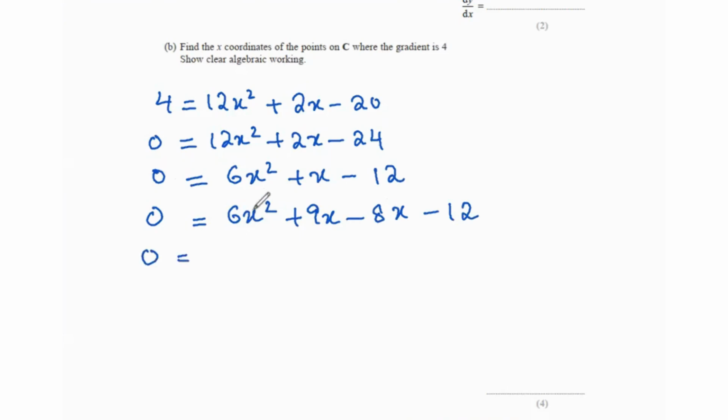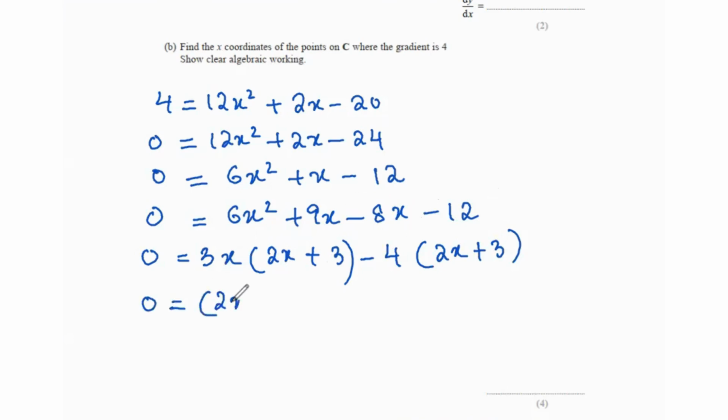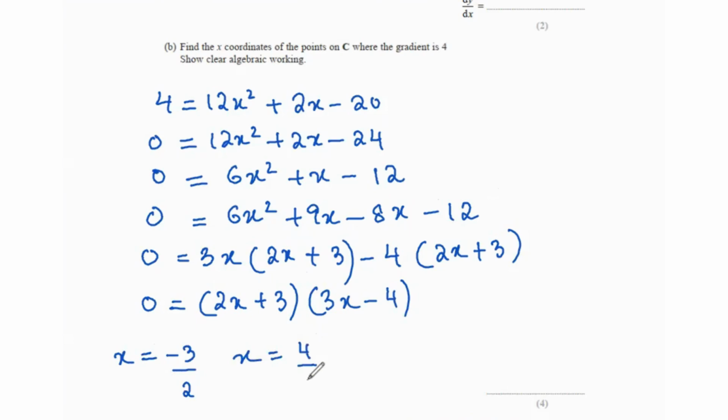Factor by grouping. Between 6x squared and 9x, we have 3x common. So 2x plus 3 comes in the bracket. And between 8x and 12, we have negative 4 common. Again, 2x plus 3 comes in the bracket. Between 3x and negative 4, we have 2x plus 3 common. So that leaves us with 3x minus 4 inside the bracket. So one value of x is negative 3 over 2, and the other value of x is 4 over 3.